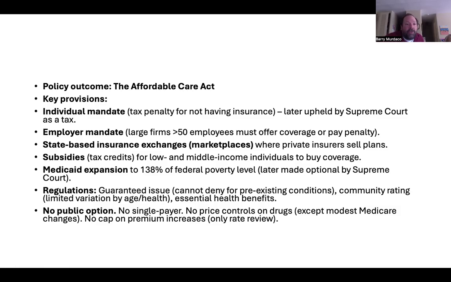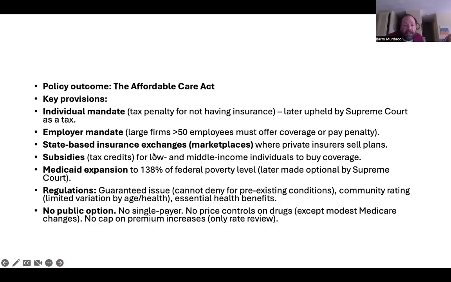So, policy outcome, the Affordable Care Act, key provisions, some of which we've already covered. But since it's complicated, maybe it's worth going over again, since there's a lot to keep in mind. An individual mandate, a tax penalty for not having insurance, later upheld by the Supreme Court as a tax. Employer mandate, large firms with more than 50 employees must offer coverage or pay a penalty. State-based insurance exchanges, marketplaces where private insurers sell plans, subsidies, tax credits for low and middle income individuals to buy coverage, Medicaid expansion to 138% of federal poverty level, later made optional by the Supreme Court.